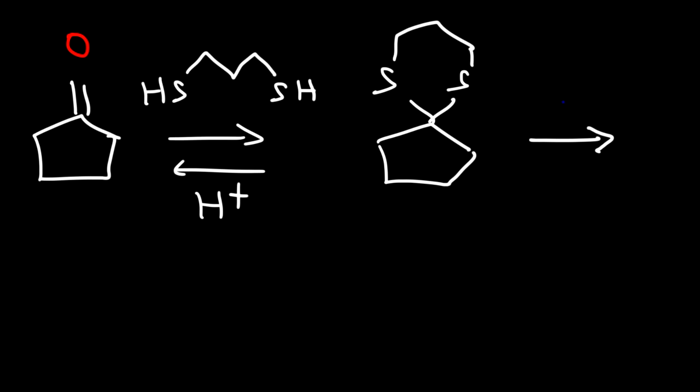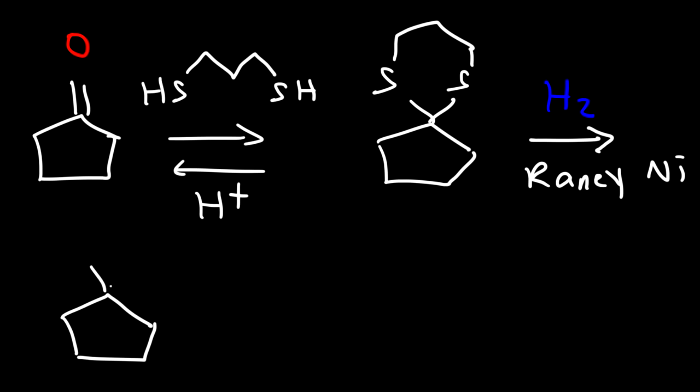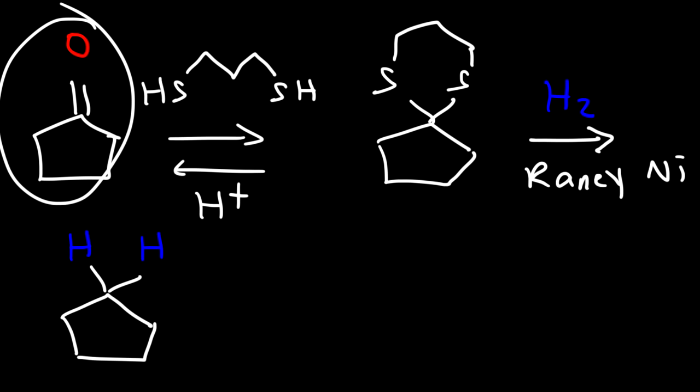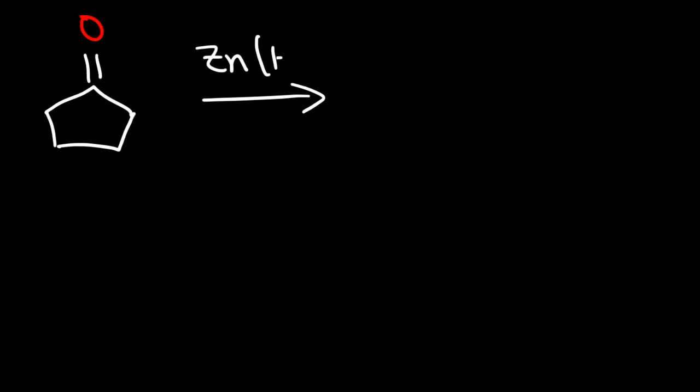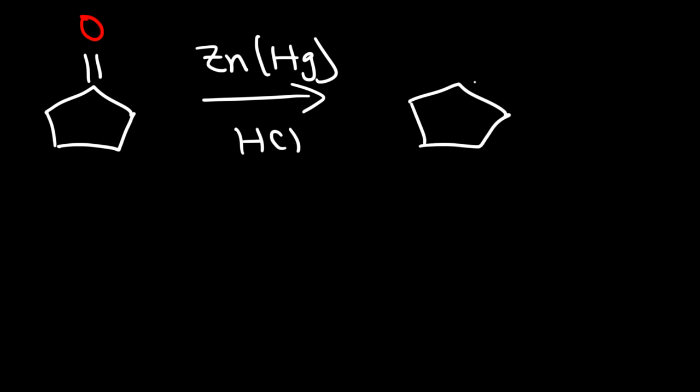For instance, if we react it with hydrogen gas using the Raney nickel catalyst, we can completely get rid of all of the sulfur atoms and replace them with hydrogen atoms. So the net effect is that we converted a ketone into an alkane under mild acidic conditions. Now there are some other ways in which we can reduce a ketone into an alkane. Another reaction is the Clemmensen reduction, which involves the use of zinc with mercury under acidic conditions, but these conditions are strongly acidic. And so the end result is the conversion of a ketone into an alkane by the addition of two hydrogen atoms.